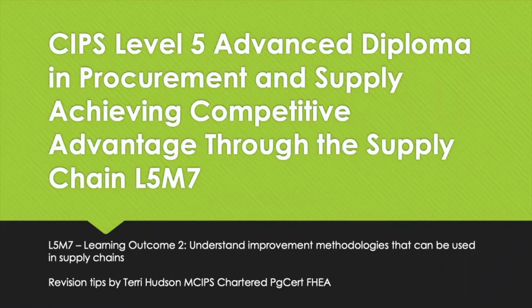This is Module 7, Achieving Competitive Advantage Through the Supply Chain, and it's Learning Outcome 2, Understanding the Improvement Methodologies that can be used. So we're going to look at total quality management, statistical methods to achieve supply chain improvements, as well as the processes that you can use, such as business process re-engineering and benchmarking.